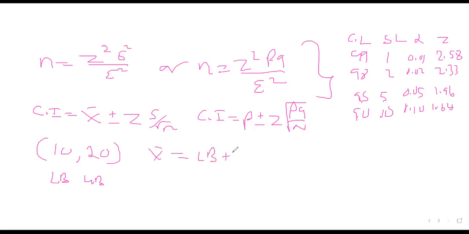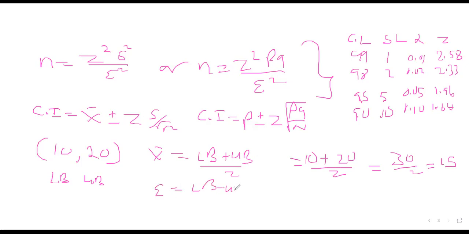The mean is simply the average of the two. When you add the lower bound and upper bound, you divide by 2. So here we're going to have 10 plus 20 divided by 2. So here we have 30 over 2, which gives 15. So this is how we calculate our mean. Error in this case will simply be the difference between the upper bound and the lower bound divided by 2. So we have 20 minus 10 over 2. So this is 10 over 2, which is plus or minus 5.